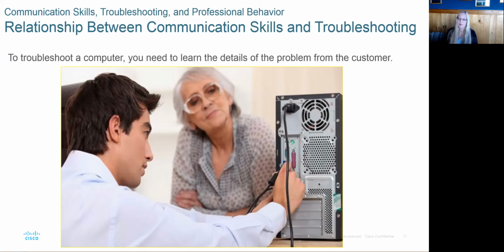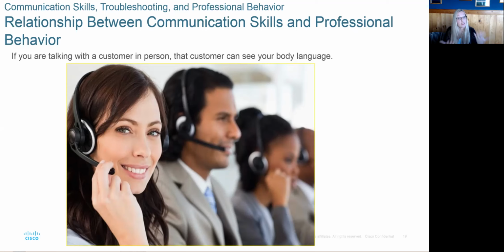When you're talking with a person face to face, you can see each other's body language, right? You can see if somebody's scowling. If you ask them a question and they're offended, you can tell because you can see their faces. So a problem is when you're talking with a customer over the phone, the customer can hear your tone and inflection, and they can tell whether or not you're smiling. And isn't that weird? But you can hear a smile in someone's voice.